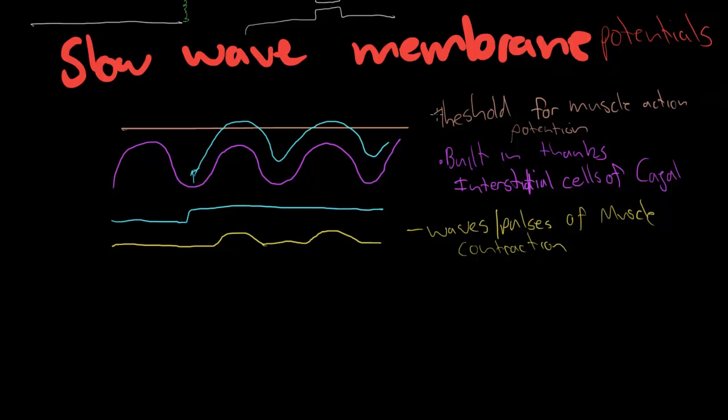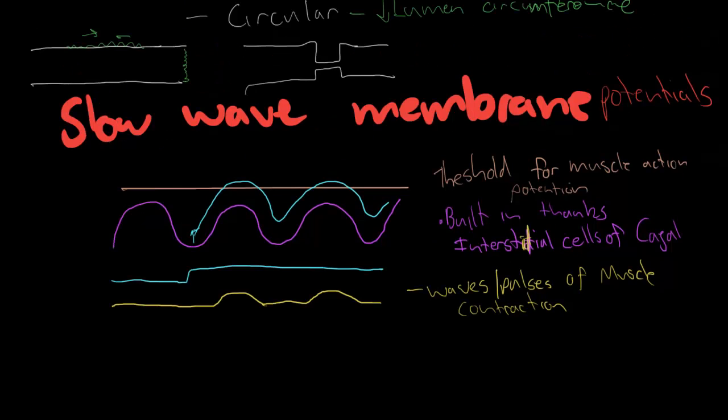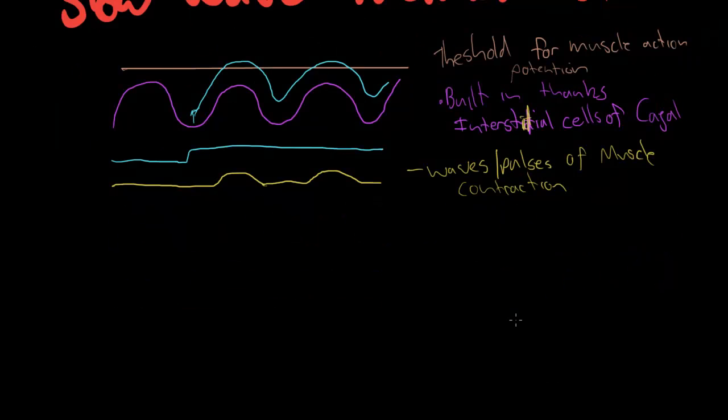And this concept is really important and it's key. And this all happens largely, but not only, mostly because of the interstitial cells of Cajal. Okay. So now we've gone through the basics, which has taken 7 minutes.